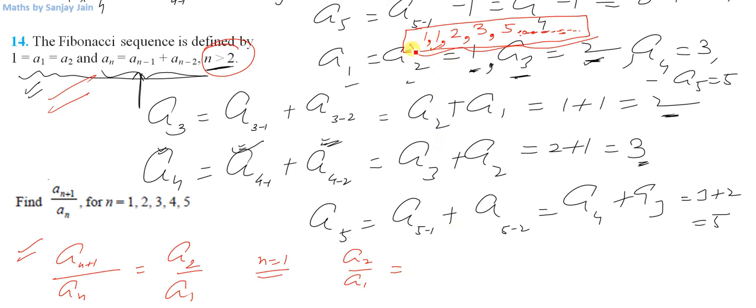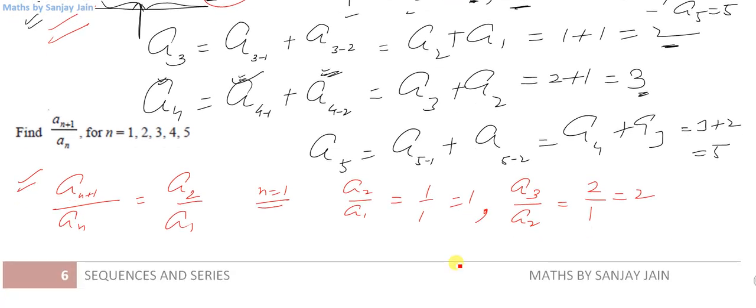So for n equal to 1, a2 by a1 is equal to 1 by 1. So it will be 1. What will it be for n equal to 2? The expression will be a3 by a2, which is 2 by 1. So 2. What will be the expression for n equal to 3? For n equal to 3, I'll have a4 in the numerator and a3 in the denominator. a4 was 3, so let me put it in the numerator, and in the denominator I'll have a3, which is 2.